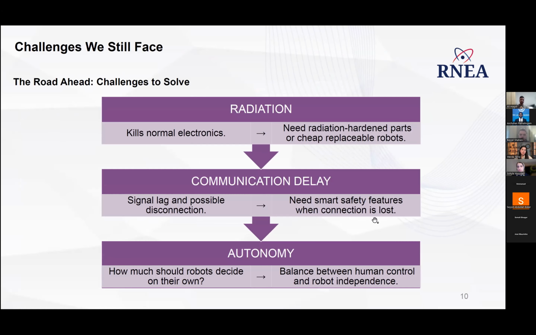So first one, it's radiation. It destroys normal electronics, so we need special parts. We need to make robots that are cheap and easy to replace.